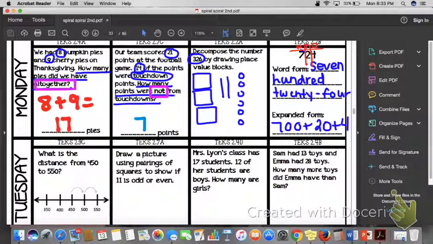If you got any of these correct, put check marks in your checklist. If you got any of them wrong, put X's on your checklist and correct them if they are wrong. We're going to go ahead and move on to Tuesday.